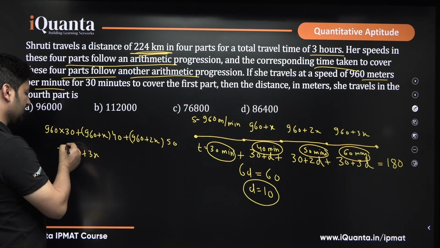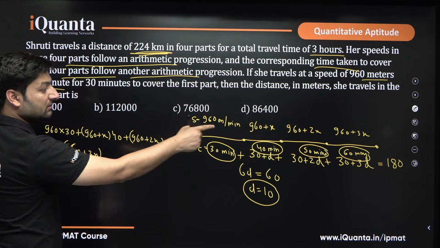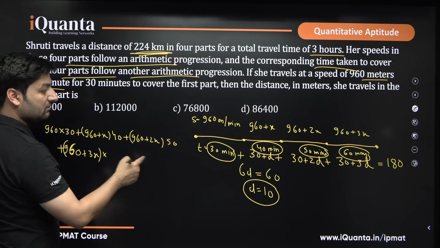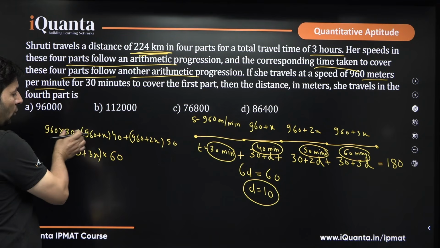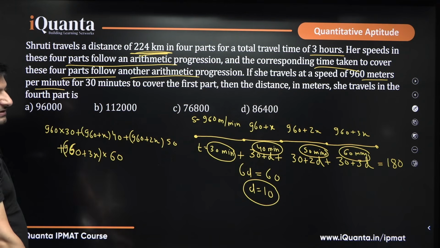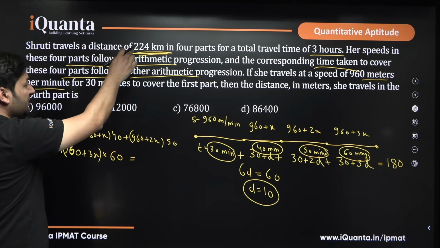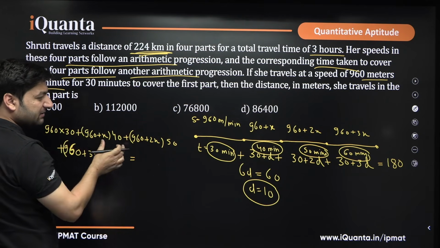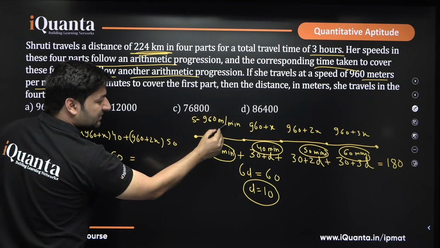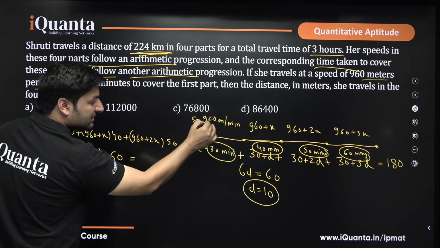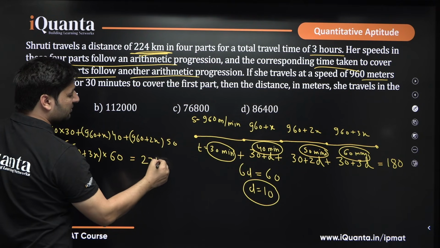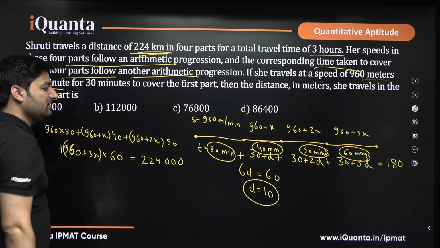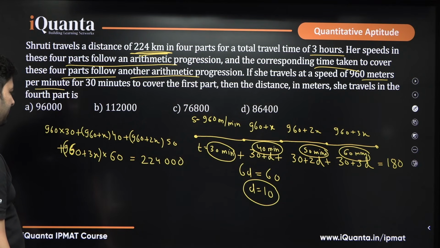960 plus 3x for how much? 60 minutes, right? All these four parts are the distances of each and every part, and they should add up to the total distance, which is 224 kilometers. This is in meters. So when you multiply 960 meters per minute by minutes, the minute cancels and you get the distance in meters. So 224 kilometers will be 224 into 1000 meters, since 1 kilometer is 1000 meters. So we get this, isn't it?